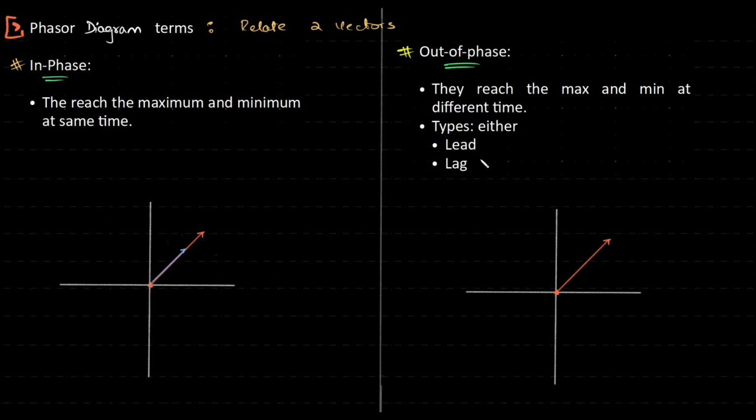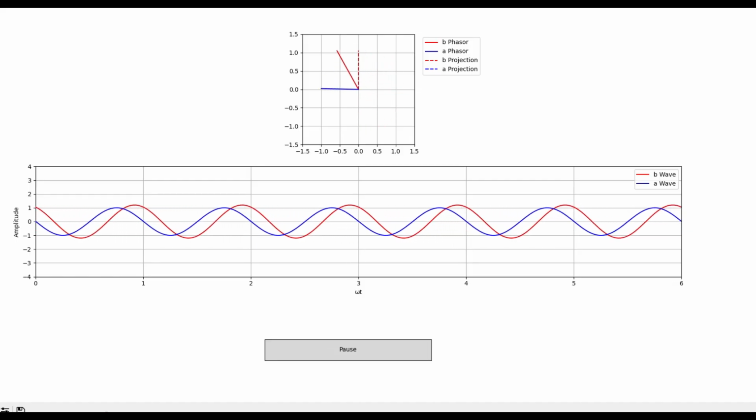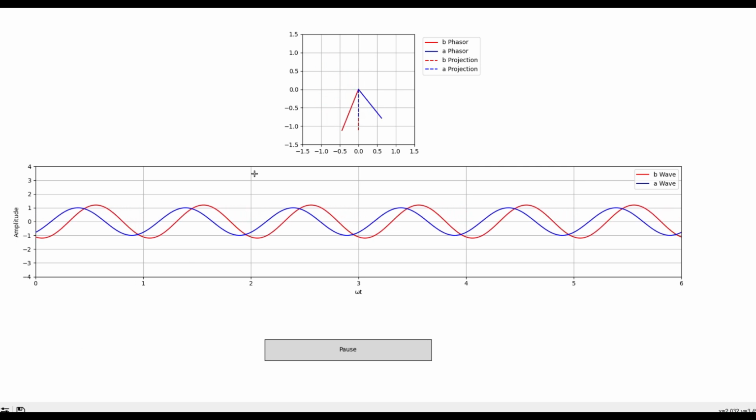Let's look at out of phase. Obviously, anything that's not in phase is out of phase. So this is an example of out of phase, as simple as that. Here we're looking at out of phase. Now let's define it. When do we technically tell it's out of phase?